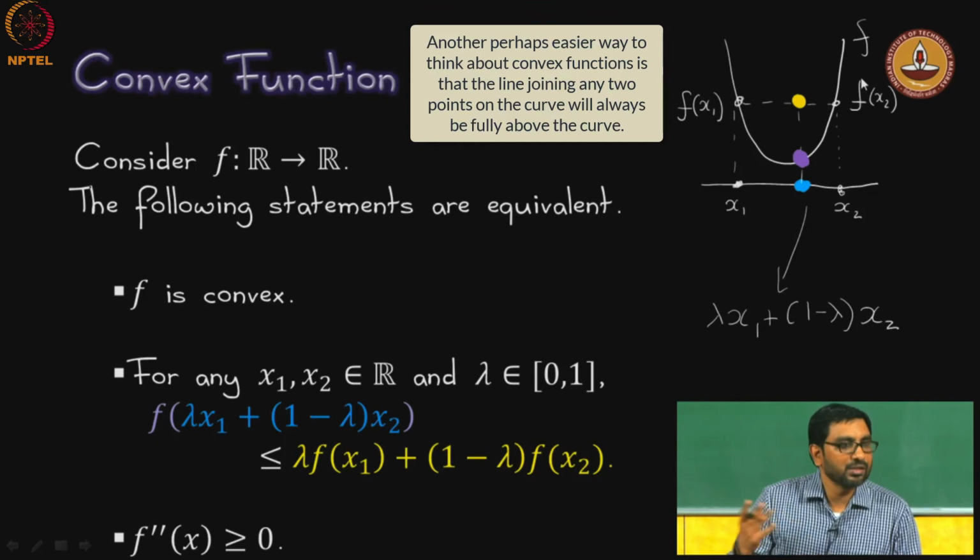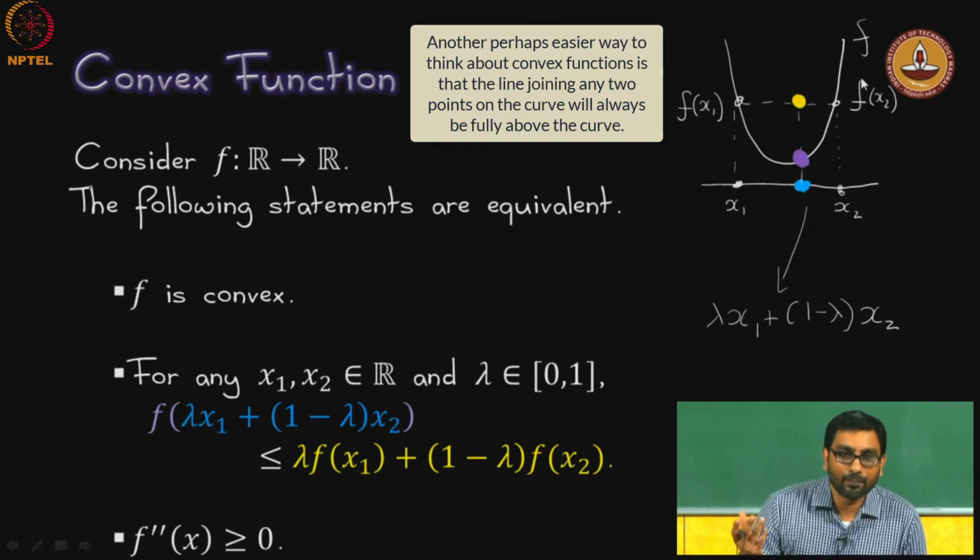And many of these functions, x squared, x to the 4 and all, are going to be convex functions. Another way to think about it is, if you take the second derivative, and if the second derivative is non-negative, then again you can say that the function is convex.